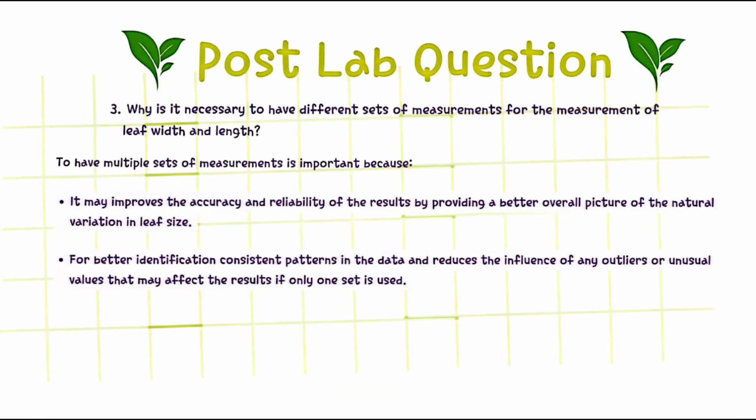The third question asks why is it necessary to have different sets of measurements for the measurement of leaf width and length. The answer is first, it may improve the accuracy and reliability of the results by providing a better overall picture of the natural variation in leaf size. Next, it is for better identification of consistent patterns in the data, and reduces the influence of any outliers or unusual values that may affect the results if only one set is used.